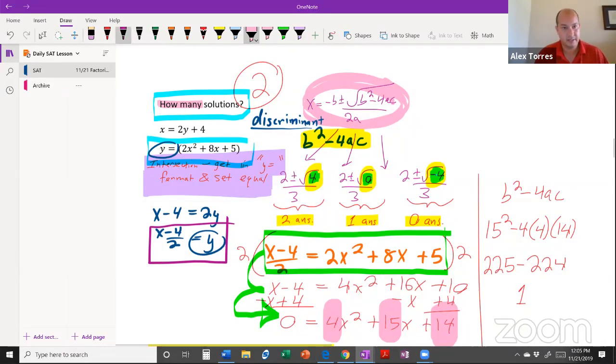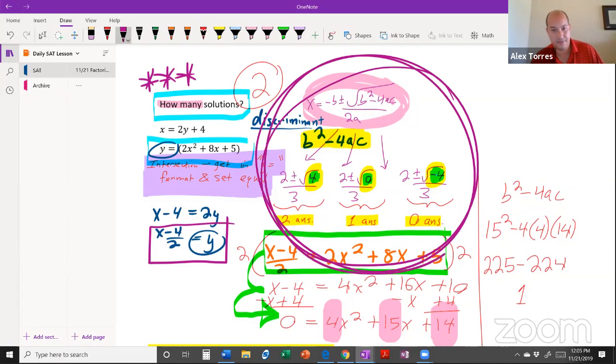But what we were talking about yesterday with Ronan, our student who joined us, is that if you're asked how many solutions, then basically for a quadratic, that's code for, we don't want to find the actual solution. We want to find the number of solutions, and the discriminant, which is this right here, tells you that.